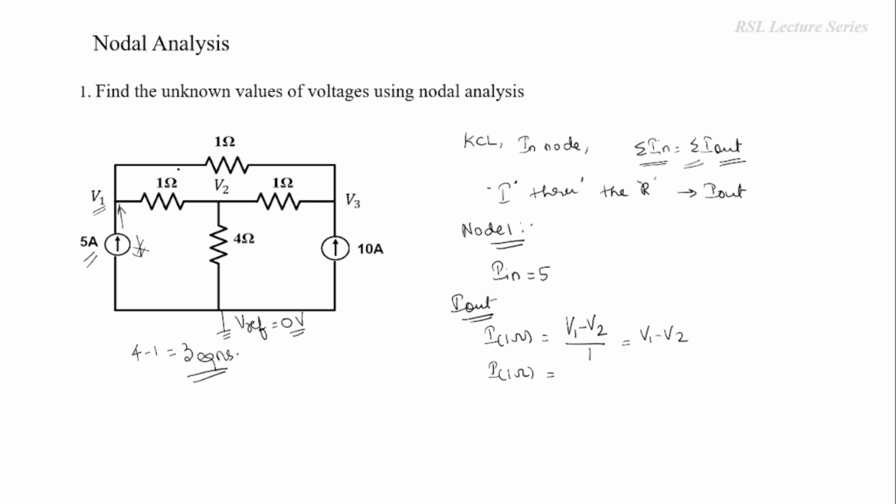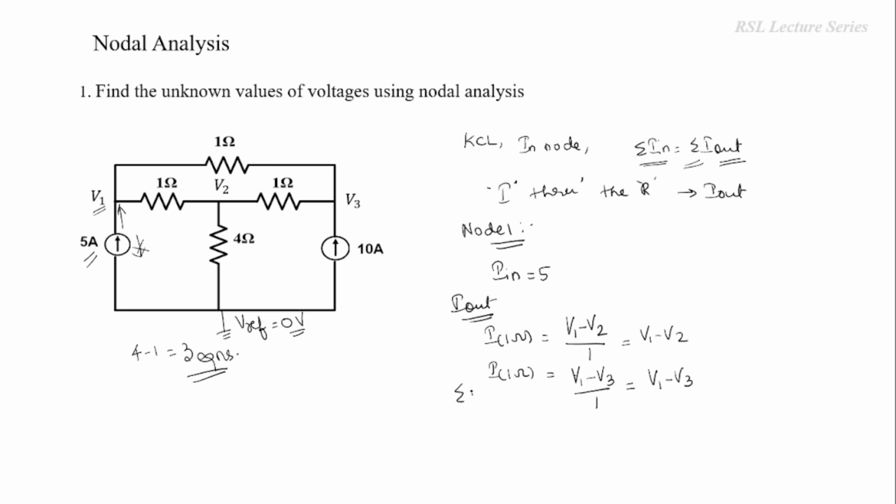So this particular 1 ohm resistor is connected in between node 1 and node 3. So the net voltage can be V1 minus V3 or V3 minus V1. Since we are writing for node 1, we have to consider this as V1 minus V3 divided by 1, or simply V1 minus V3.